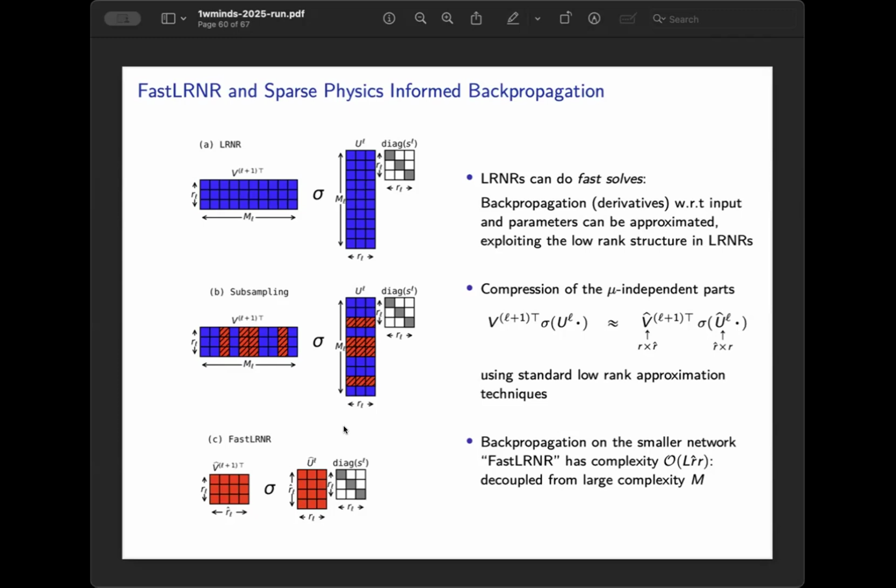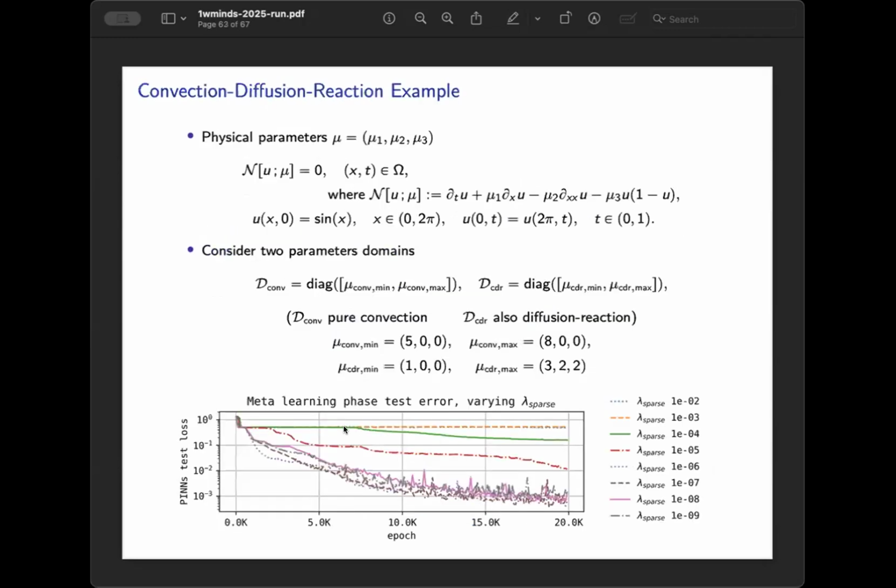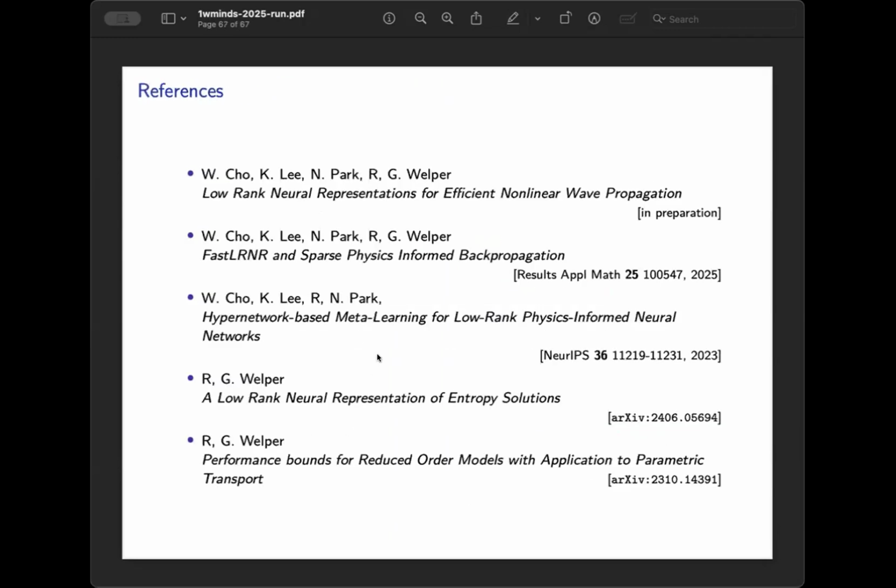And we're hoping that we could use this to solve PDEs that have shocks and rarefactions. Let me just finish by mentioning that we have used the PINNs framework to do some of this. So in this paper, fast learner and sparse physics informed backpropagation, we were able to solve very simple PDEs very quickly using this. So it seems promising. And this paper contains the theoretical work I mentioned in the beginning. And this is the paper where we introduced the meta-learning framework for learning these low-rank neural representations. So I think I have said enough, and I'll stop here.